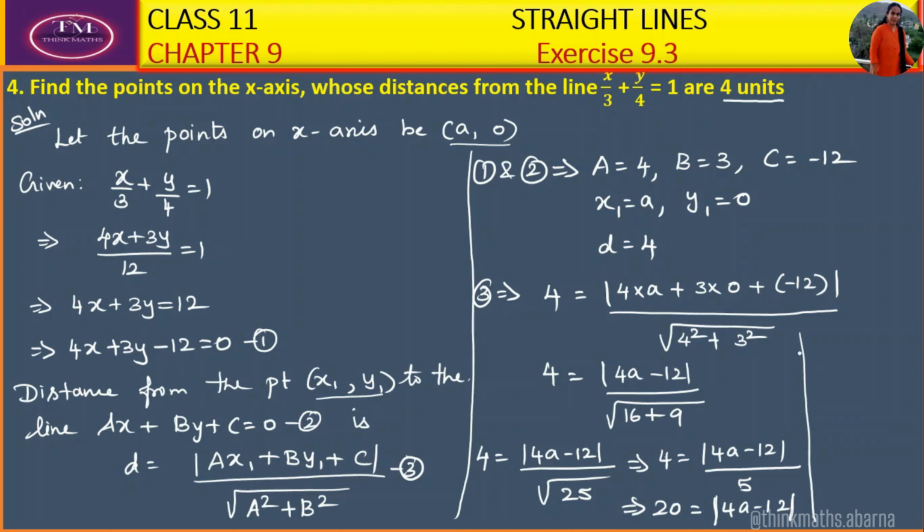So 4a minus 12 can be 20 or 4a minus 12 can be minus 20. Now let me erase these parts.